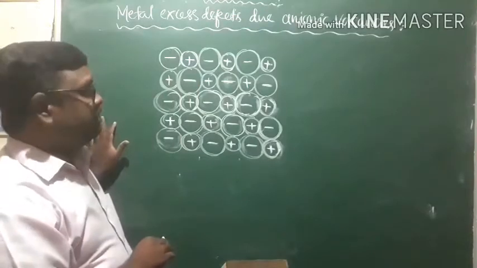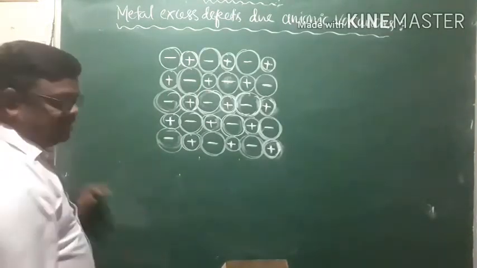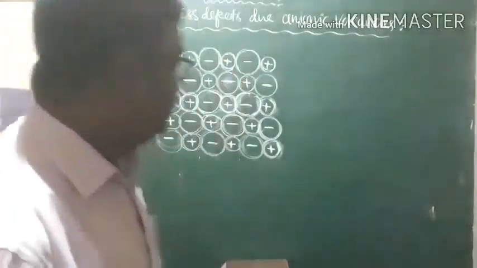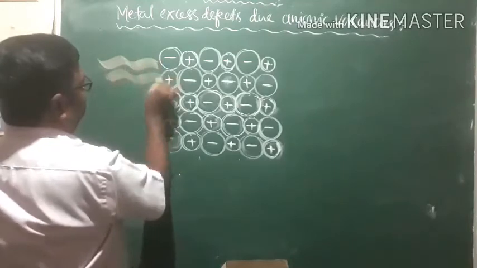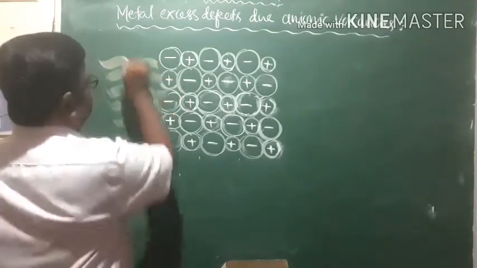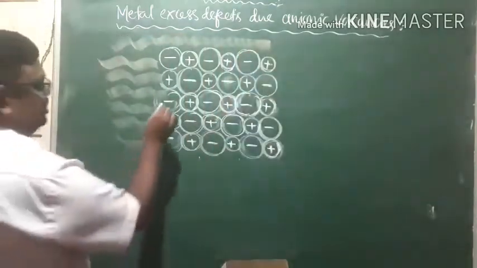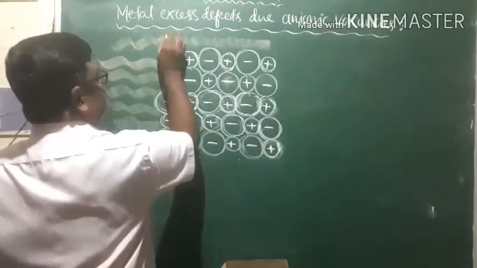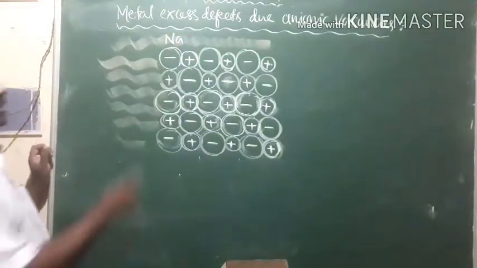Now, when this sodium chloride is heated in an atmosphere of sodium metal vapors, in an atmosphere of sodium metal vapors, this sodium chloride is heated. Here we have sodium atoms in the vapors of sodium.